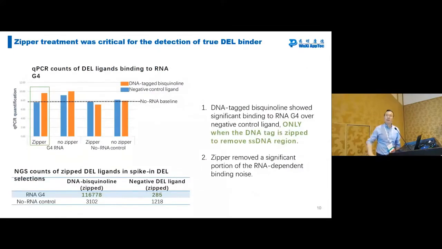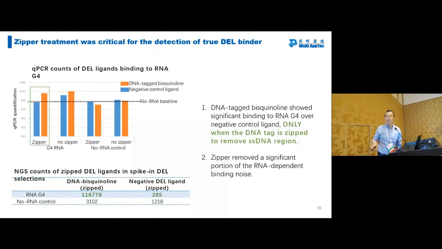In a separate experiment looking at RNA G4, we have a natural ligand, this quinoline. We added a DNA tag to it and used it as a tagged RNA ligand compound to spike into our DEL selection. With this compound, we're able to track the behavior of those compounds during the selection process and understand how the selection performed. We saw that this DNA-tagged compound showed significant binding to our RNA target, whereas the negative control ligand showed baseline binding.